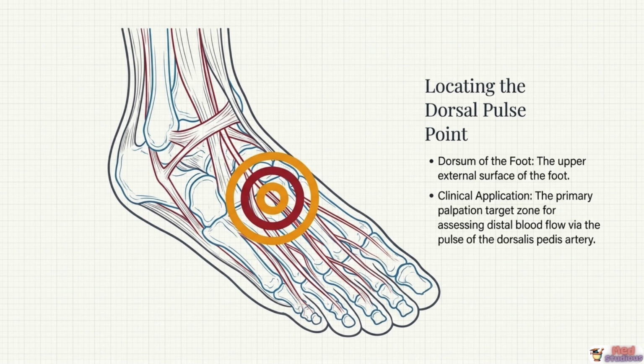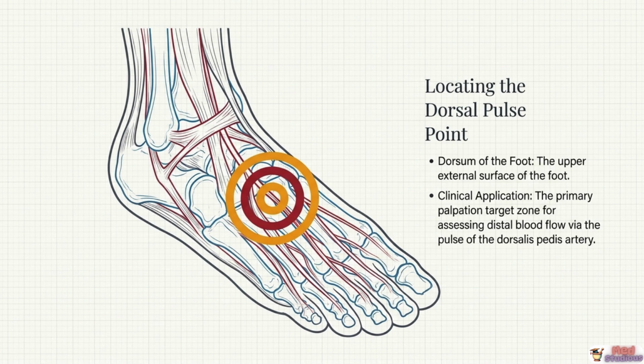Palpating the dorsalis pedis pulse is a standard part of the peripheral vascular examination and is used to assess distal blood flow to the foot. Its absence or diminishment can indicate peripheral arterial disease, a condition where atherosclerotic plaque narrows the arteries supplying the lower limb, or acute arterial occlusion following trauma or embolism.